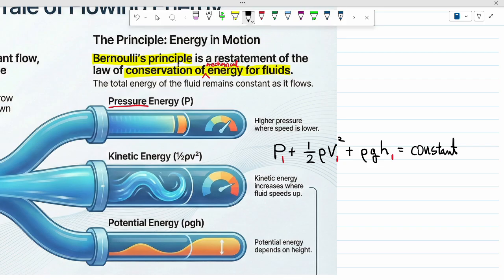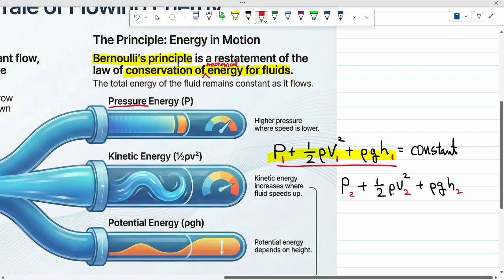Or you could imagine doing this exact same set of measurements and calculation for a different point. You might measure pressure at a point 2, and you might measure fluid speed at a point 2 and calculate this 1/2 rho v squared. Plus, you might again measure the height of the fluid at a point 2, so rho g h 2. And because this combination of quantities is constant, what you calculate here for point 1 should be equal to what you calculate for point 2.